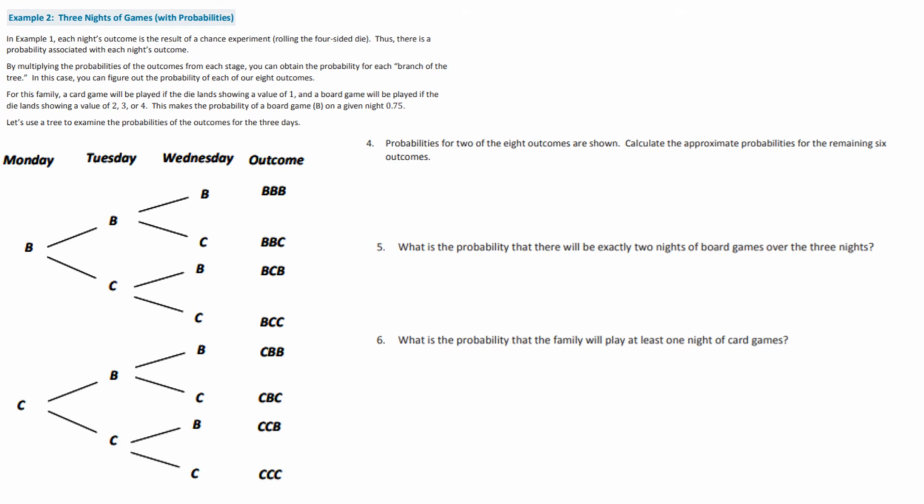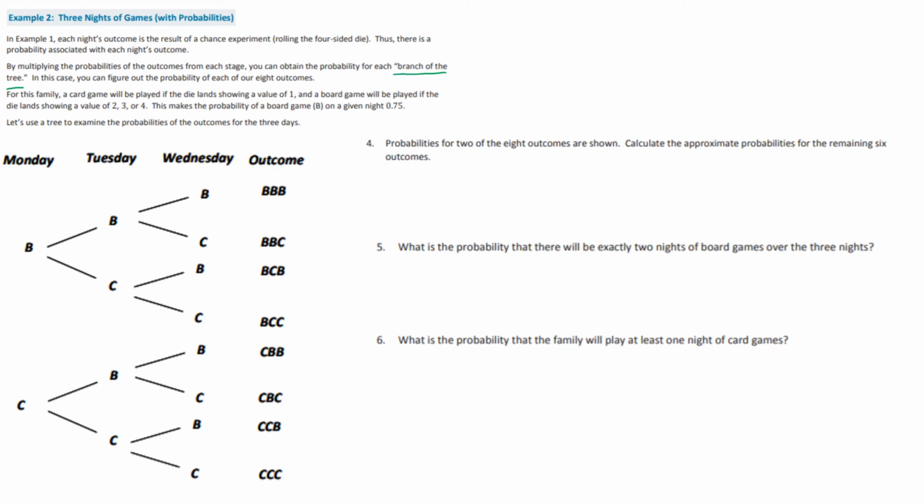We're expanding on this again. It says, what is some new information? A lot of this is old information. Example 1, each night's outcome is the result of a chance experiment. There's a probability associated with each night's outcome. By multiplying the probabilities, you can obtain the probability for each branch of the tree. This is what I talked about with the visual.